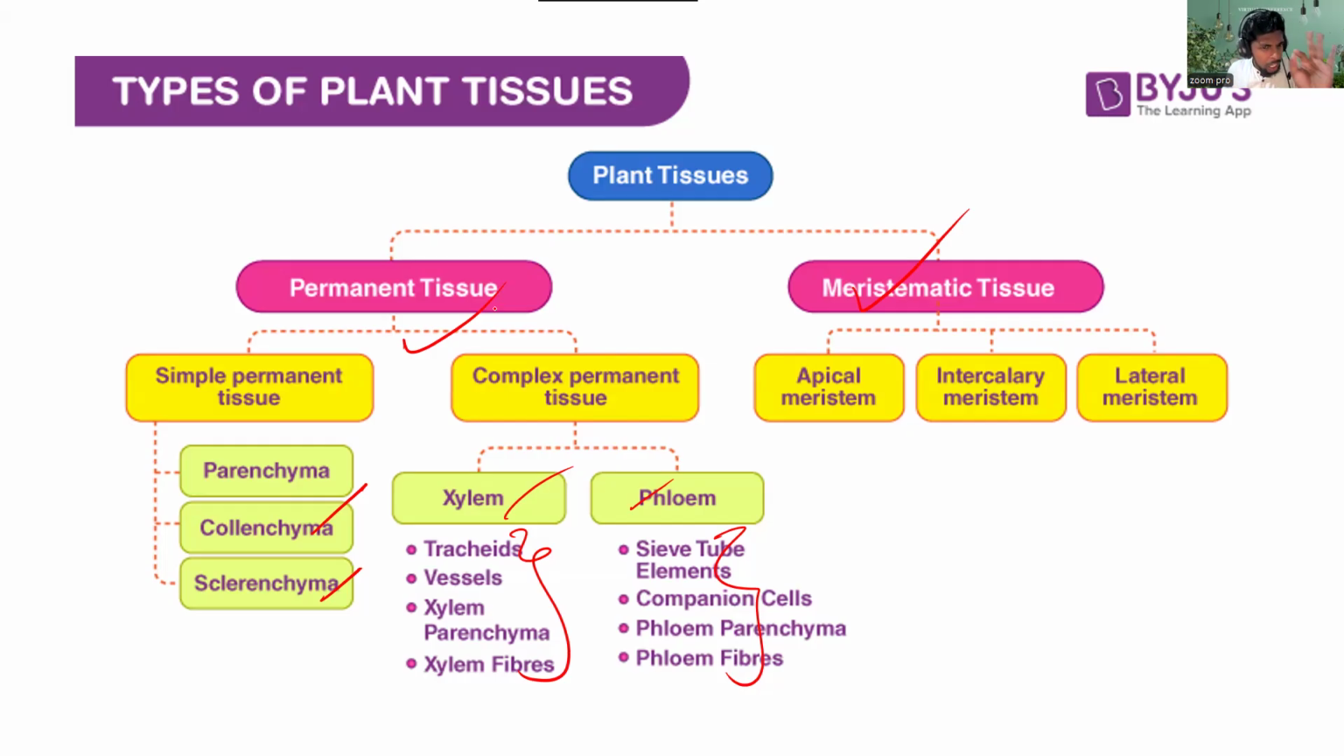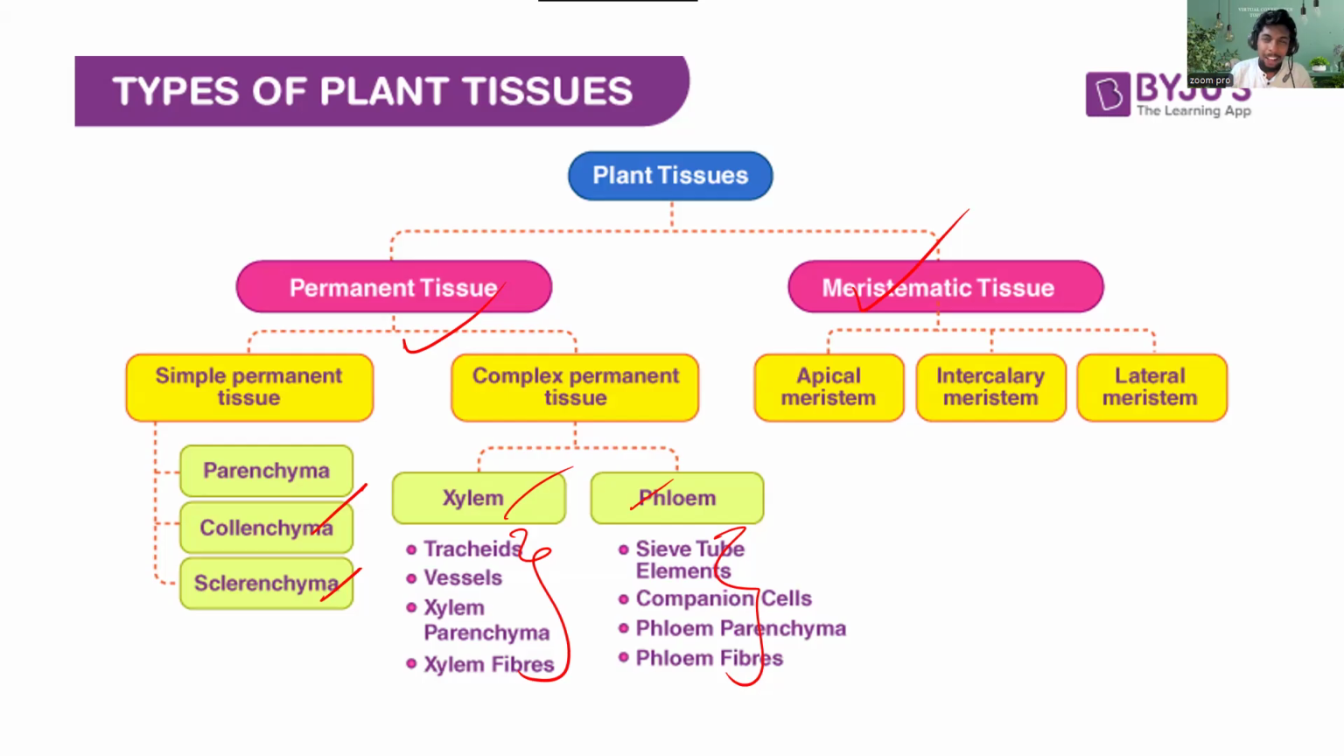Simple permanent tissue can be divided into parenchyma, collenchyma, and sclerenchyma. Parenchyma is responsible for the softest parts, the fruit and the leaf and all. Collenchyma is responsible for protection and support. They can also be found in the harder parts of the plant, for example, in the stem and the veins of the dicot leaves. But sclerenchyma is found in the hardest part of the plant body. You may have studied coconut shell and the fibers, they are made up of sclerenchyma.